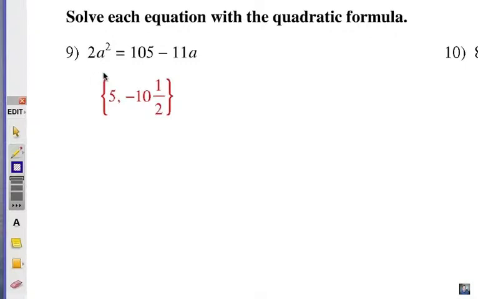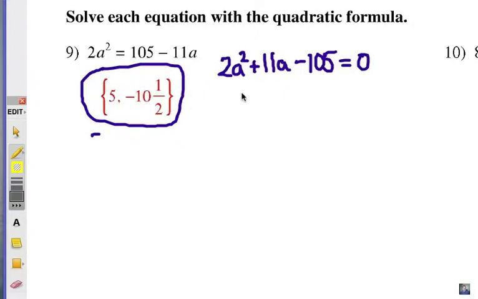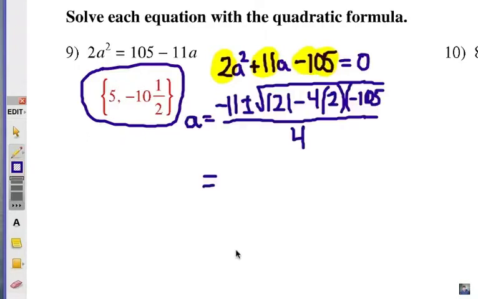All right, number 9. We get the answer of a to be either a positive 5 or a negative 10.5. And here's how we get that. Move everything over to the left side and set it equal to 0. That way it's in standard form, and now I know that my a value is positive 2, b is positive 11, and c is negative 105.